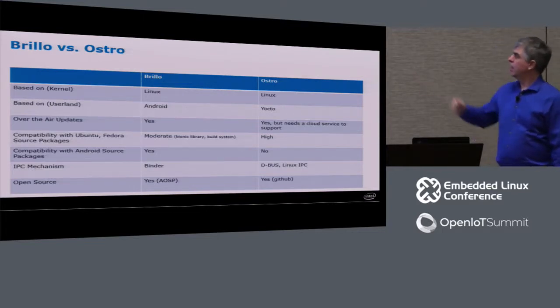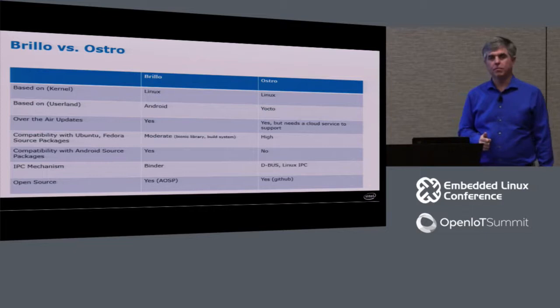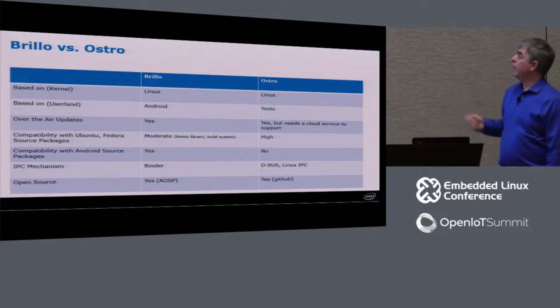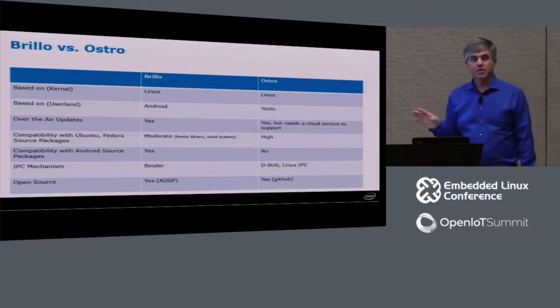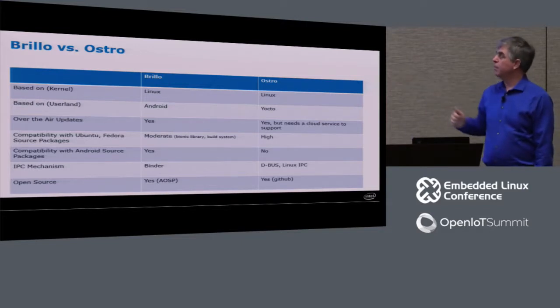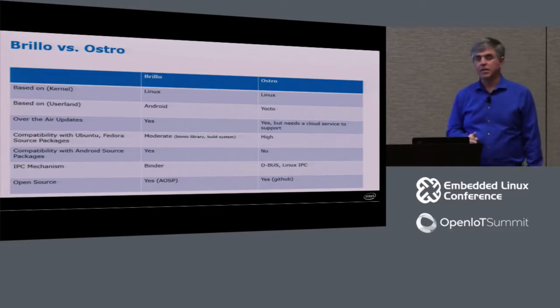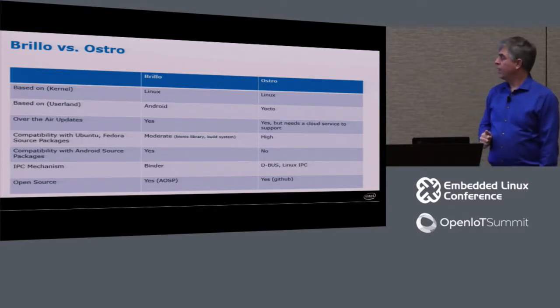IPC mechanisms: binder is used pretty much exclusively in Brillo. As was mentioned earlier, dbus had been used, but pretty much not anymore. ASHMEM is used in Brillo just like in Android as well. I don't have it listed there. Ostro will use dbus and Linux IPCs. And they're both open source.